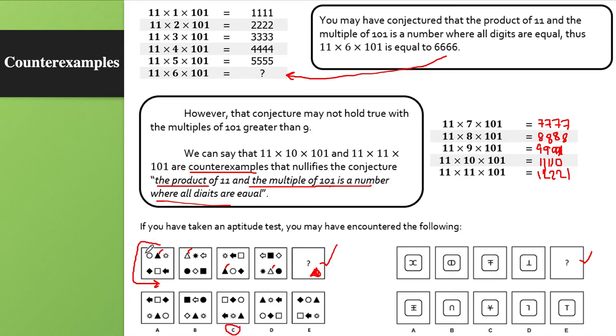For instance, if we observe the circle, it is unshaded here. It still follows the counterclockwise movement: shaded, unshaded, shaded, and the circle should be here, which is unshaded, which also jibes with letter C, and therefore letter C is our answer. I'll leave this one as your assignment. More examples.